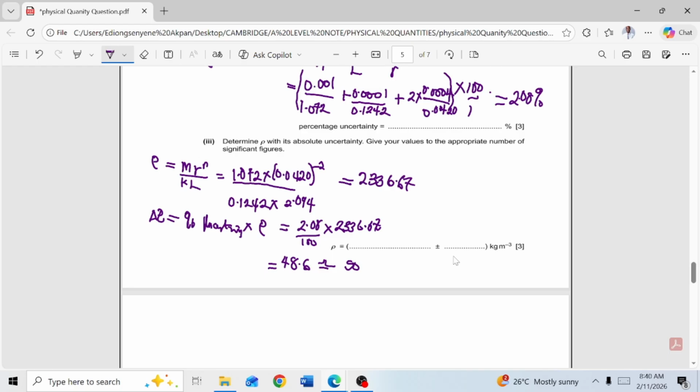Now, this significant figure will determine the decimal place for your answer. So we will write here 2340, and here we write 50. This is very important. If you don't put them to align together, you will be marked down.